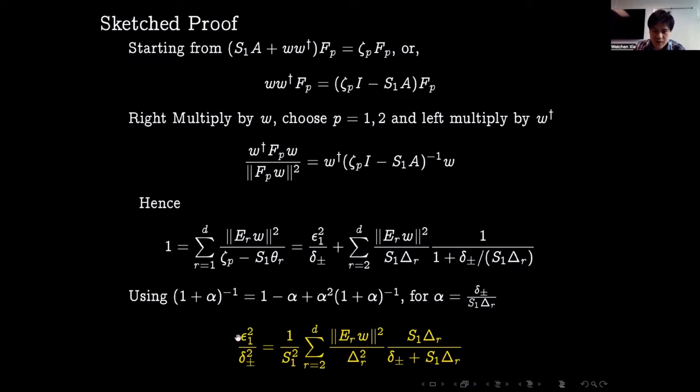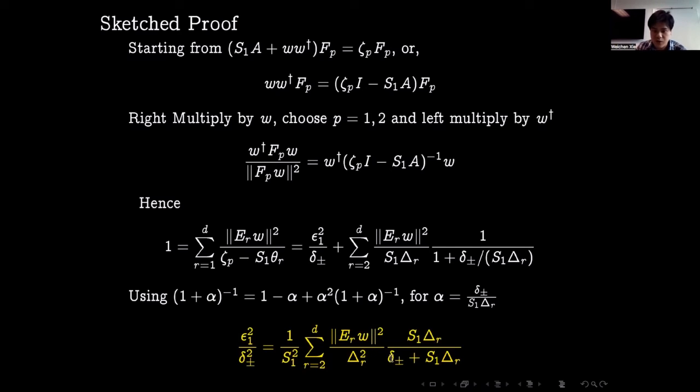Okay, so looking at the yellow representation, the equation, we see if somehow we can factor out this S1 delta R over delta plus minus plus S1 delta R, we can factor it out of the sum. Then by using the definition of S2, we've got S2 over S1 square times the constant, and it equals epsilon 1 square over delta square. And in fact, this is the case, and this fraction here is not just any constant, it's actually 1.